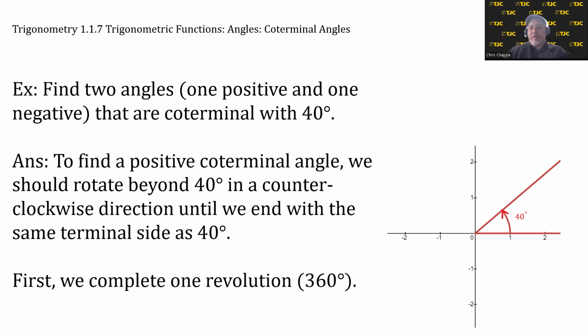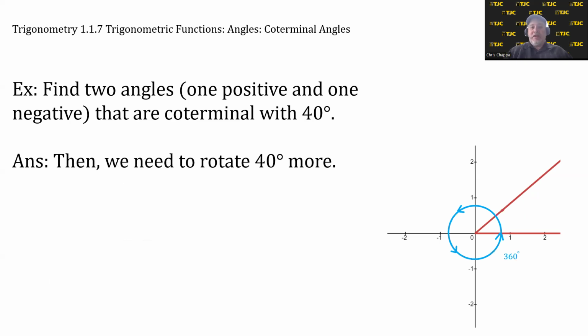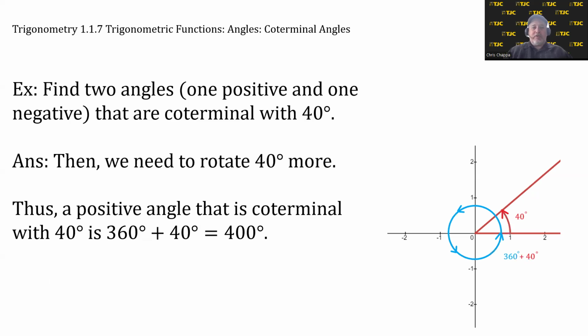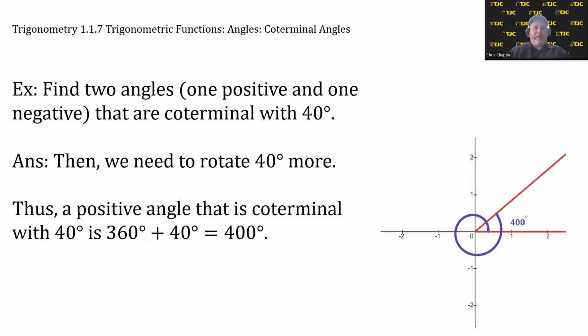So first, we complete a revolution. There's 360 degrees, starting in standard position. And then we need to rotate 40 degrees more. So the net rotation is 360 degrees plus 40 degrees, which is 400. Well, that was pretty easy. Just make one more rotation. In other words, add 360. And we get 400 degrees total. Notice this is the positive angle because it's rotating counterclockwise from standard position.